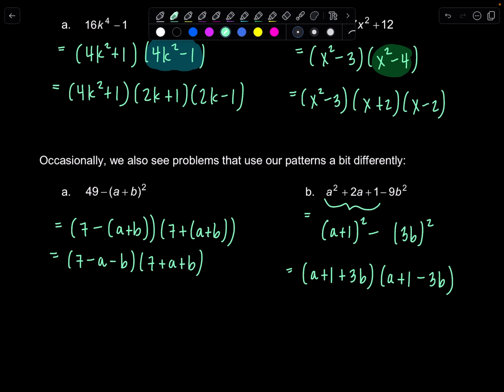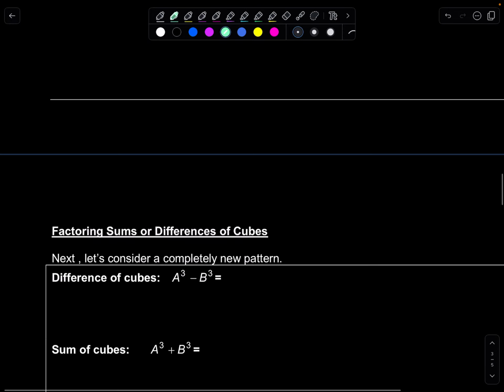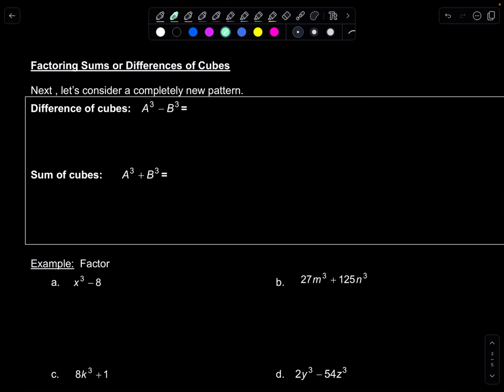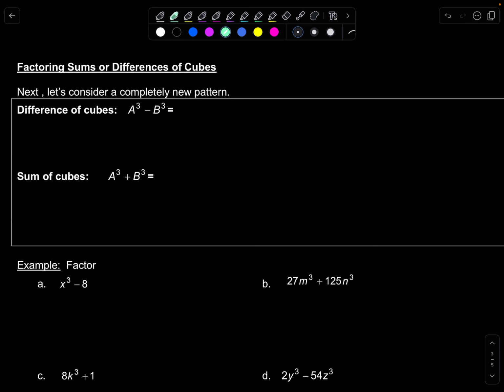Good? These are just patterns that come up, and the more you know to look out for them, the easier it will make your life while factoring. Last pattern I want to go over is factoring sums and differences of cubes. We went over that you can factor a difference of squares. A sum of squares is prime, but that's not true for cubes. Both are factorable. A difference of cubes, a cubed minus b cubed, factors into a minus b times a squared plus ab plus b squared.